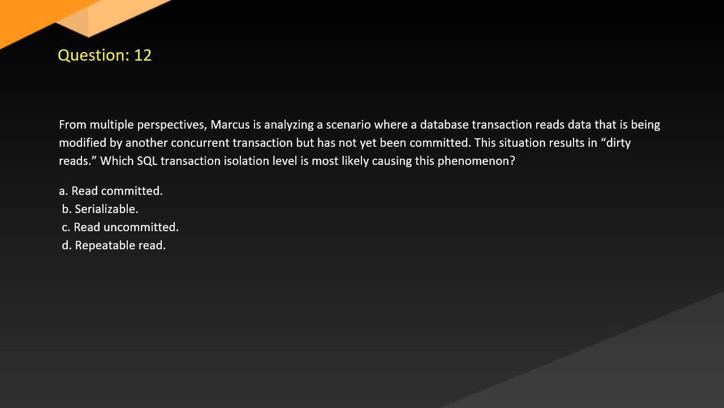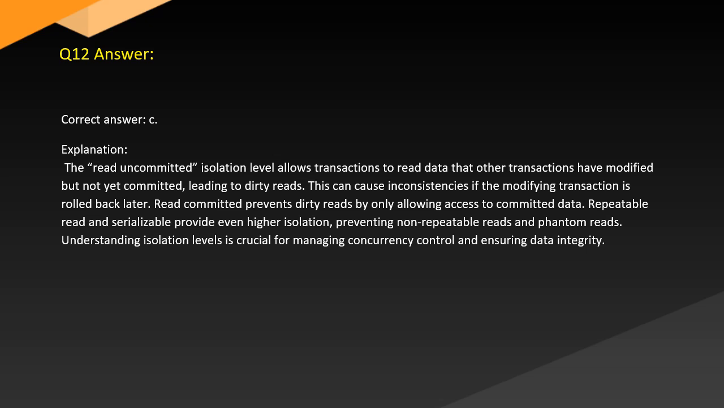A. Read committed. B. Serializable. C. Read uncommitted. D. Repeatable read. Answer. Correct answer. C. Explanation. The read uncommitted isolation level allows transactions to read data that other transactions have modified but not yet committed, leading to dirty reads. This can cause inconsistencies if the modifying transaction is rolled back later.